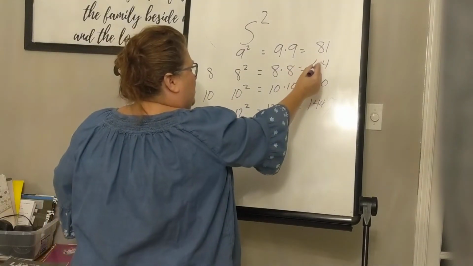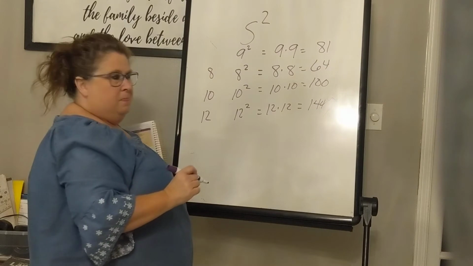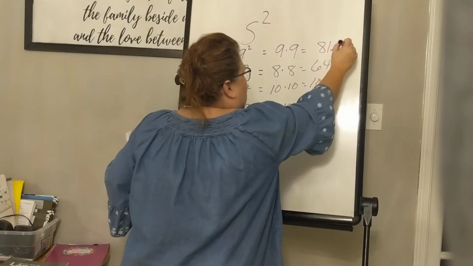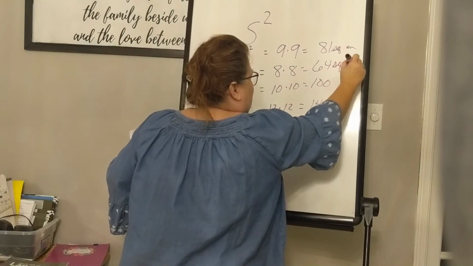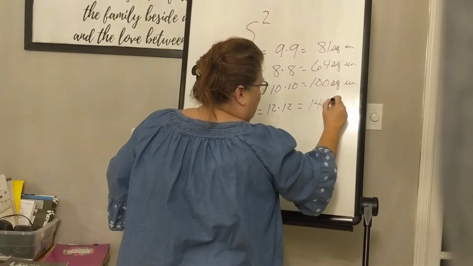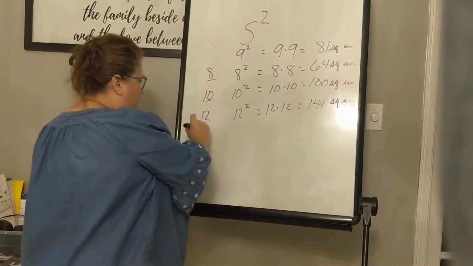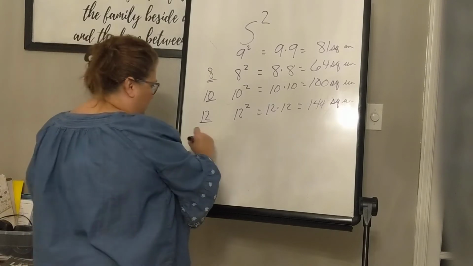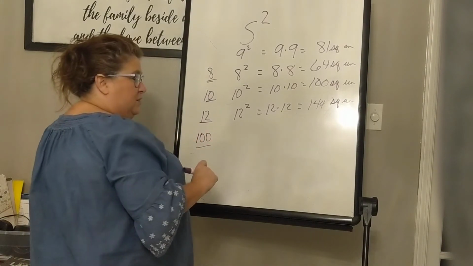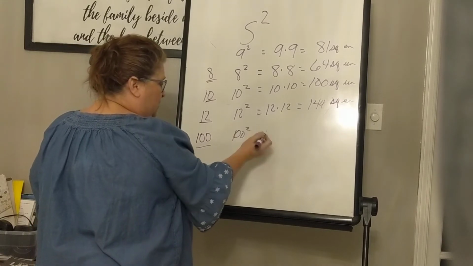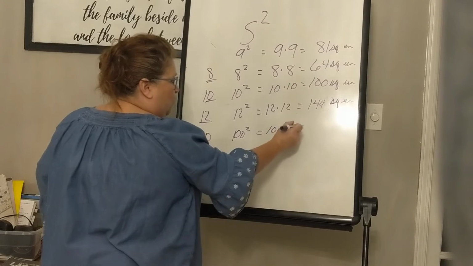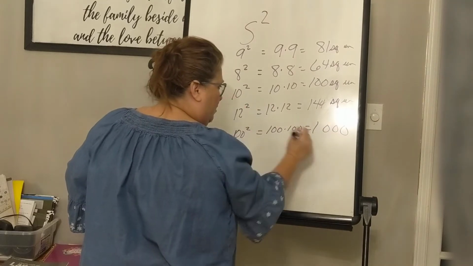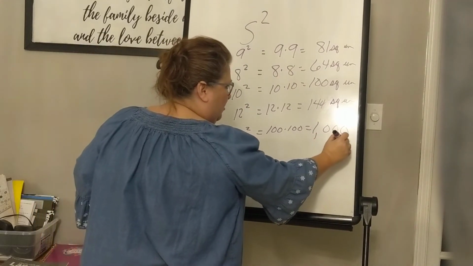Now, I left off something. What did I leave off of 81, 64, 100, and 144? We were finding areas. Okay, so it should be square units. I was really mostly just trying to show you how to square the numbers. But if we were using it as areas, then it would have to be square units, whatever the unit of measurement is. Okay, if the unit was 100 for our square, then it would be 100 squared. So it would be 100 times 100, which would be 1 and 4 zeros. 1, 2, 3, 4. So it would be 10,000 square units.